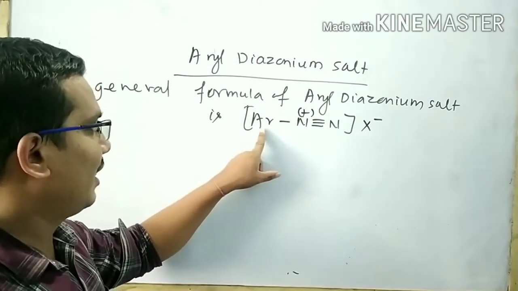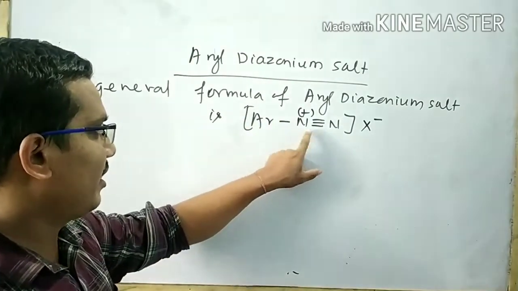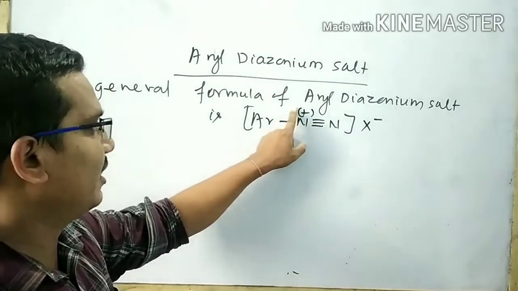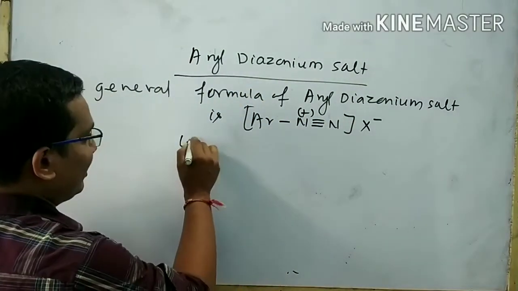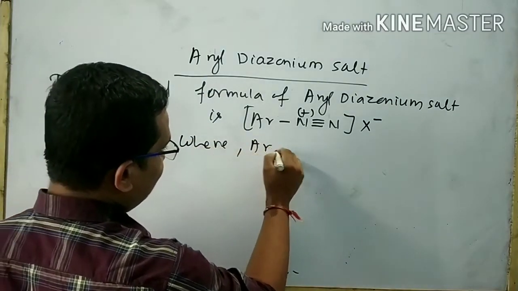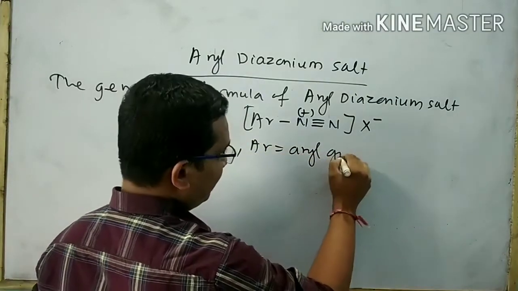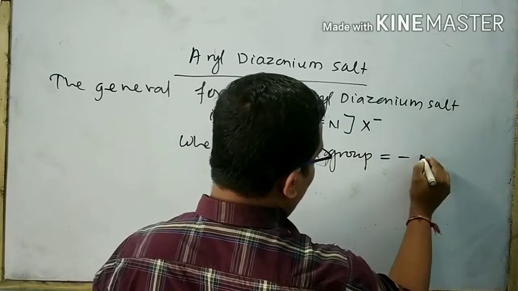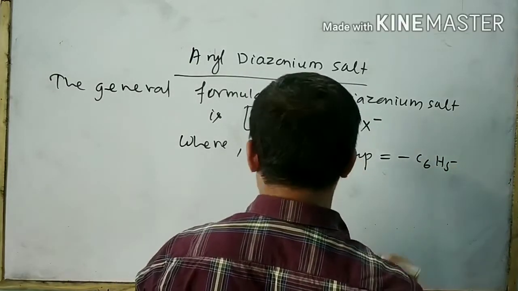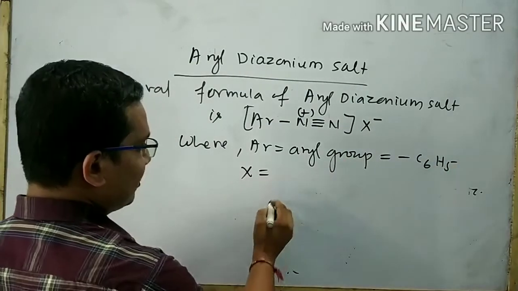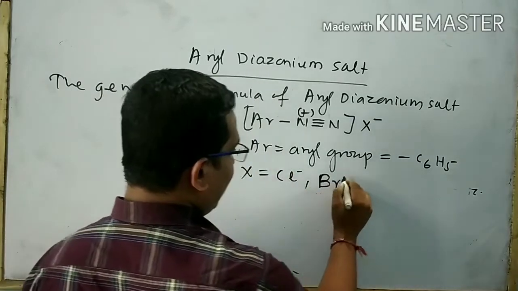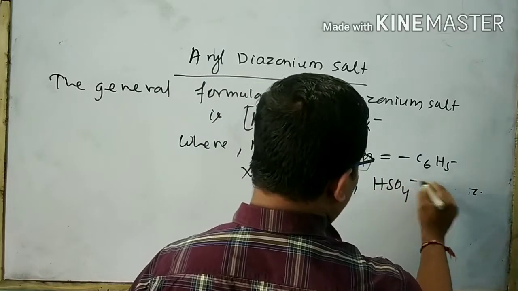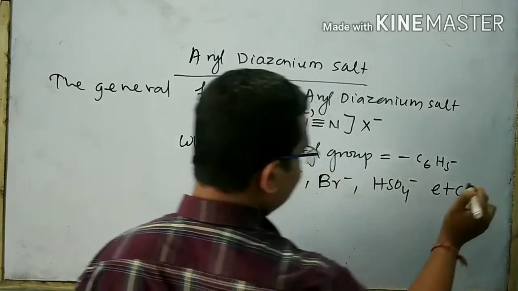Ar means aryl group, bond N, triple bond N, your plus is present and your X minus is present. Where Ar means aryl group, that is your bond C6H5 phenyl group. X means Cl minus, Br minus, HSO4 minus, etc.